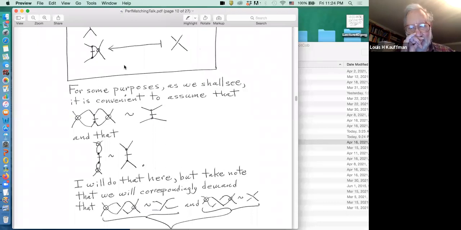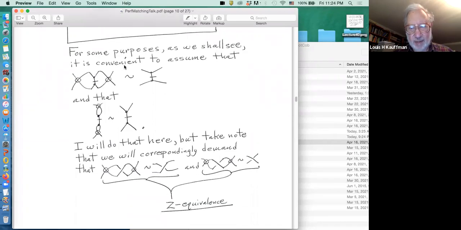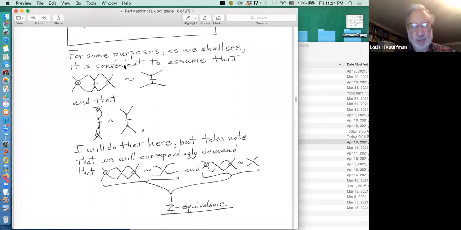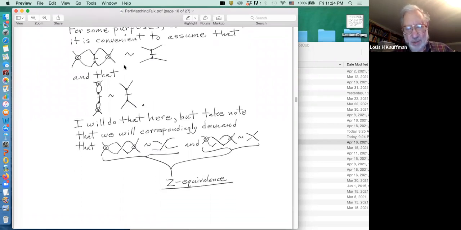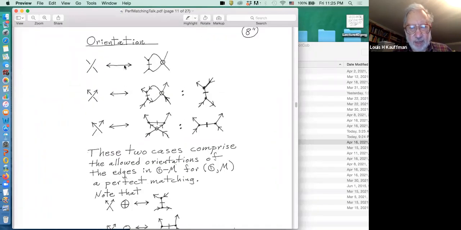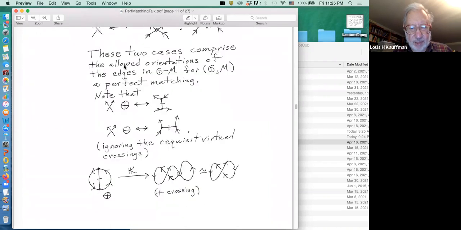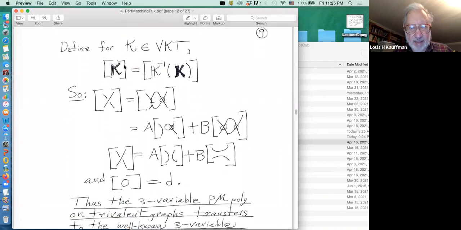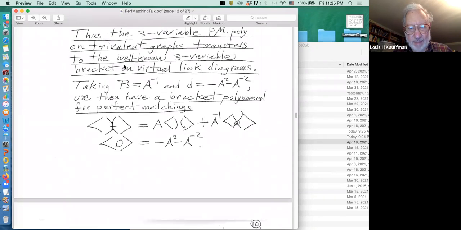If I'm not going to be really careful about orientation, then I'm going to need to take things up to the Z move, up to flanking by virtual crossings, and work on virtual knot theory modulo Z equivalents to get these correspondences to work. But we can also be more careful about orientation, and then we will be mapping back and forth to regular virtual knot theory. There's a little bit of a remark there. And then this is the correspondence to the bracket.